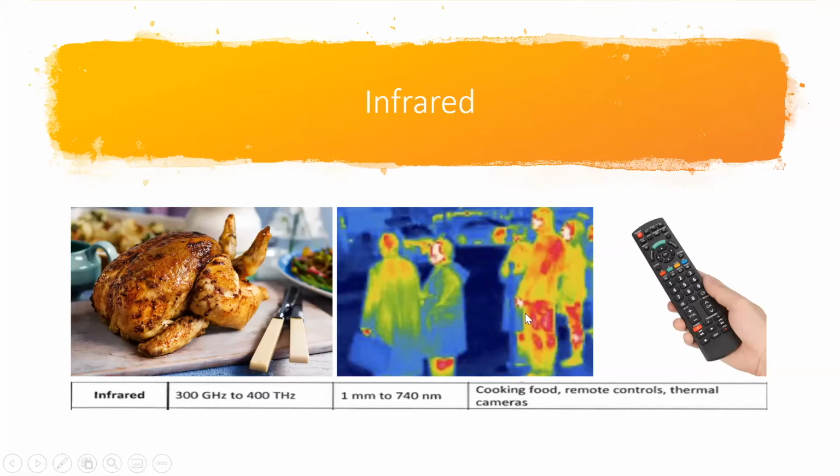Also, thermal imaging cameras. You see the heat that people are emitting. You see that mostly it's in their face and their hands, which are emitting most of the heat.